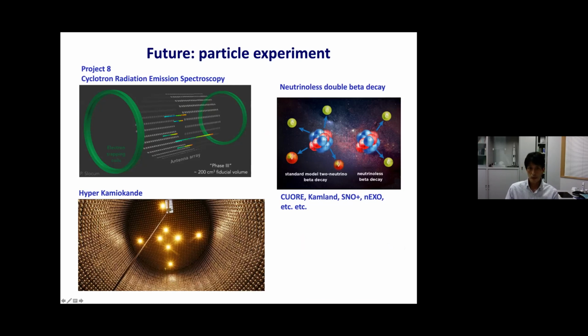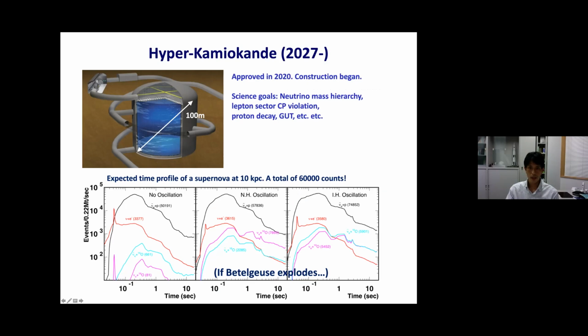Also, experimental particle physicists do well. This is the proposed Project 8 cyclotron radiation emission spectroscopy, a super sensitive detector for particle experiments. We also have, in Japan, Hyper-Kamiokande direct neutrino detectors, and also many planned neutrinoless double beta decay experiments. So it also tells us about Majorana or Dirac particles, or how the mass hierarchy is organized, and so on. For example, Hyper-Kamiokande was approved already last year. Construction began. Its primary science goals are to discern the neutrino mass hierarchy, lepton sector CP violation, proton decay, possibly grand unification theory. So this is a gigantic water detector.